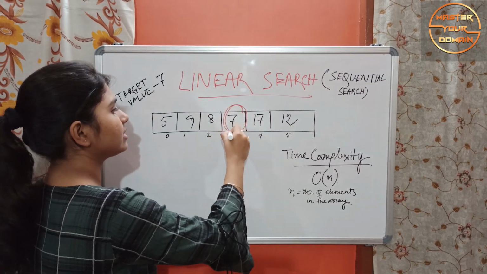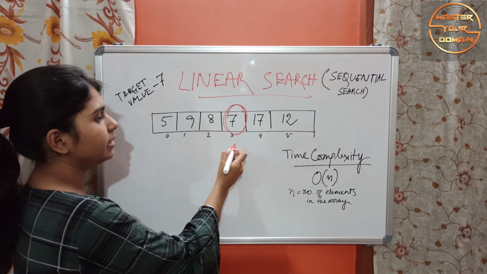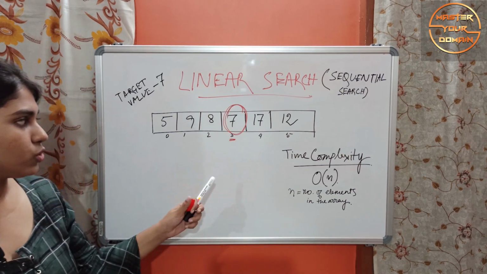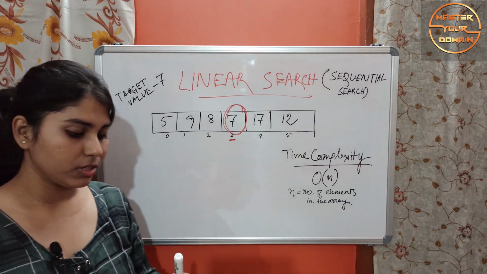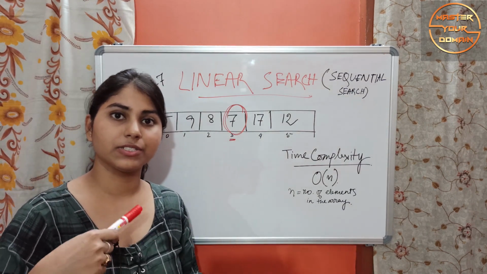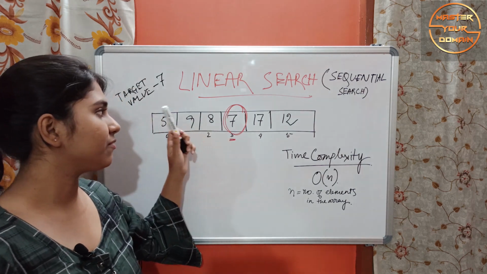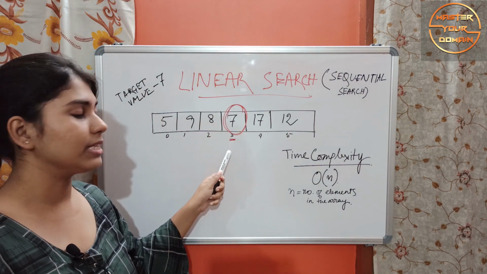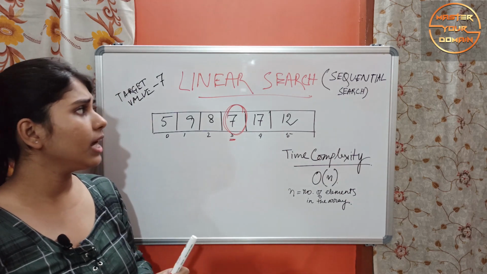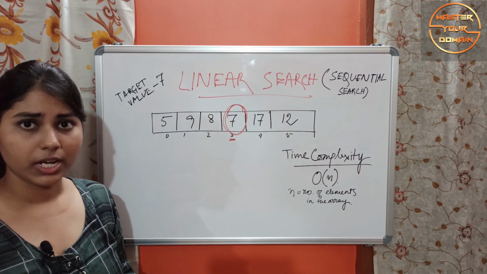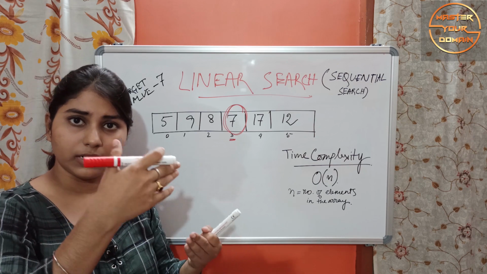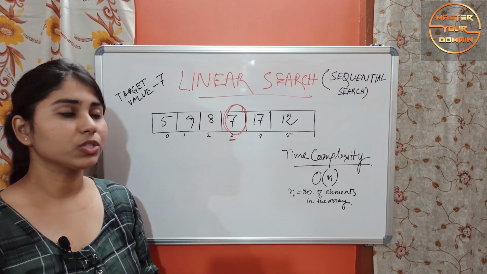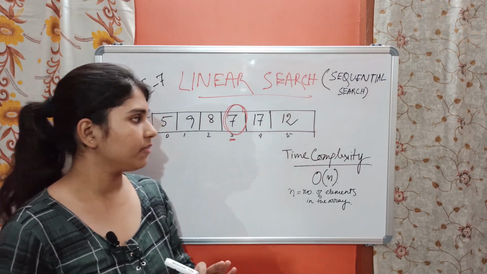So we can find the value 7 in this array at the position 3. And so this algorithm returns the position 3. So it is said that the search is successful in the array and we have found the element 7 at the position 3. As in this search, each and every element of the array is compared with the target element sequentially, so it is called sequential search.